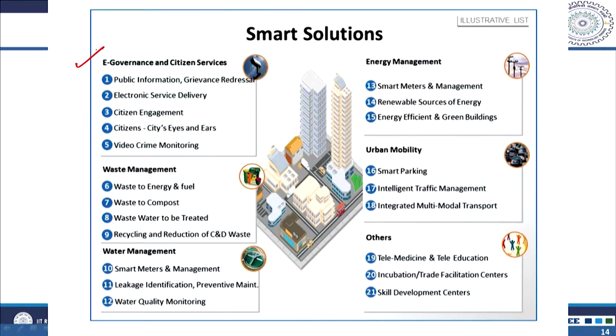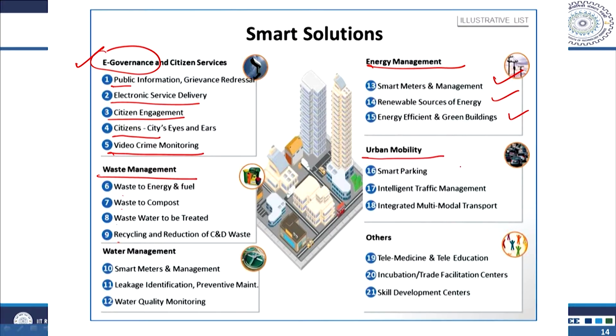One is e-governance. In some lectures we have discussed e-governance. In e-governance all the services will be delivered online or through online transactions. For example, public information and grievance redressal, electronic service delivery, citizens engagement, citizen to city contacts, video recording and crime monitoring. These are all related to e-governance. Then waste management: waste to energy, waste to compost, waste to water and recycling. In water management: smart meters and management, leakage, water quality monitoring. In energy management: smart meters and management, renewable energy sources, energy efficiency and green building.